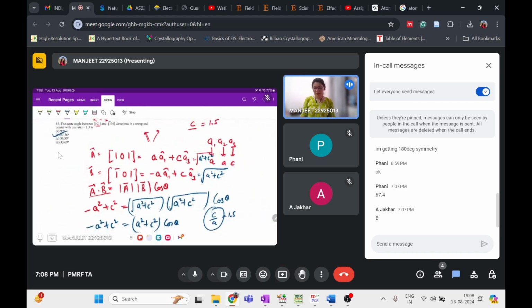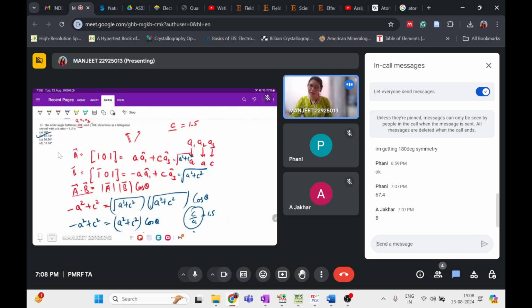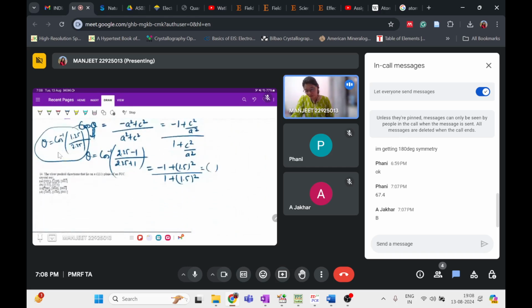Okay, so this is also another way to find the angle between two directions if you are given the directions. Otherwise, if you know the perpendicular directly, you can find it. In some cases it is difficult to find the angle between them directly, so there you have to take the cross product or find the value of the angle between them. Okay, let's move to the next question.